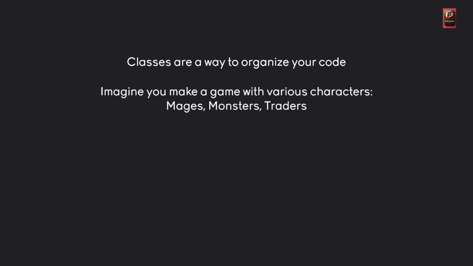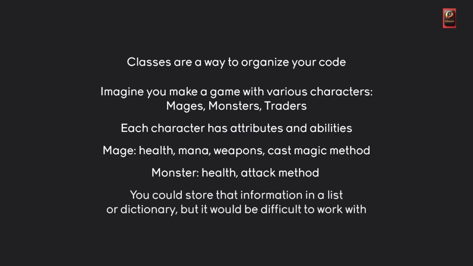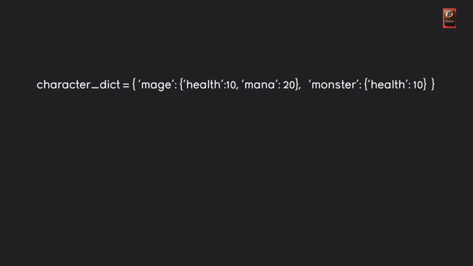For an example, imagine you want to make some kind of game with multiple characters like mages, monsters, traders, and lots of other classes. It doesn't really matter for the example. Each character is going to have unique attributes and abilities. For example, the mage has health, mana, and weapons, those would be attributes, and cast magic would be a method, i.e., a function. For a monster, we might just have health along with an attack method. All of that information could be stored in a list or in a dictionary, but it would kind of be a nightmare to work with.